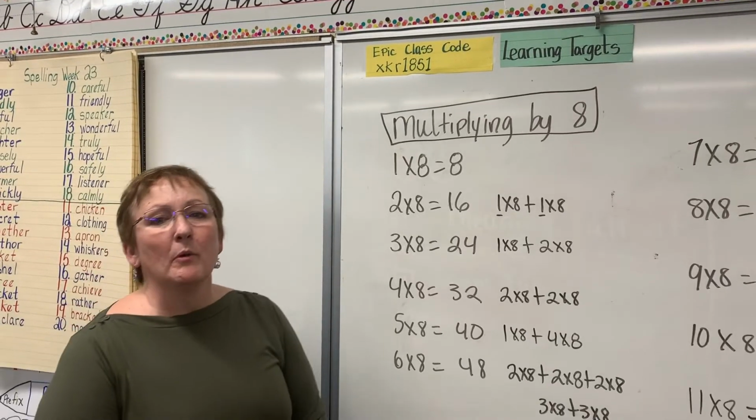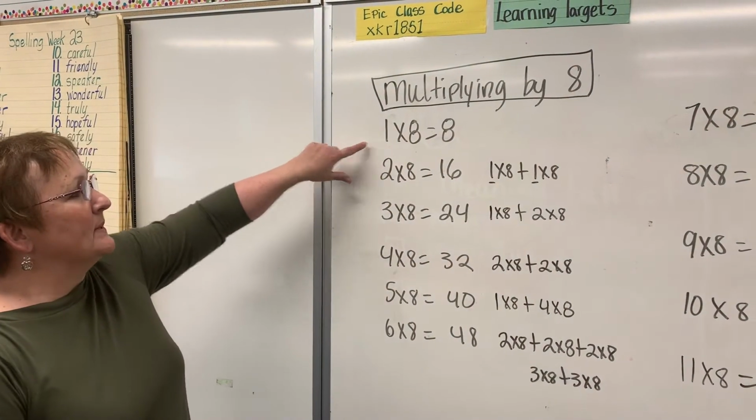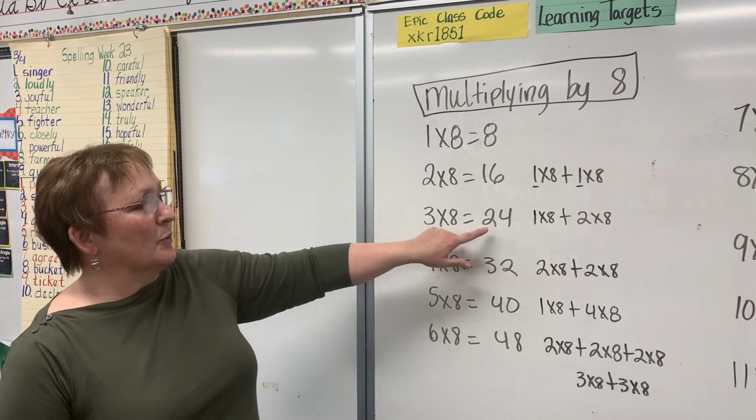Third graders, this week you're going to be multiplying by 8. And let's go through your 8s together. 1 times 8 is 8. 2 times 8 is 16. 3 times 8 is 24.